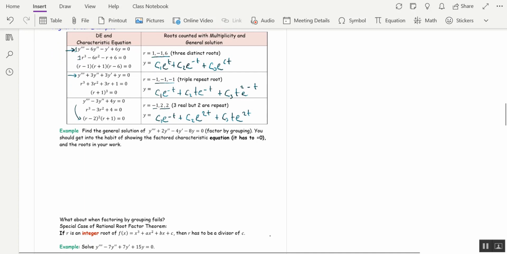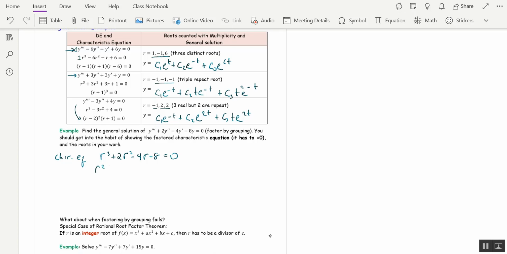Okay, so let's do an example. Find the general solution of this third order linear homogeneous differential equation with constant coefficients. All right, so the characteristic equation is r cubed plus 2r squared minus 4r minus 8 equals 0. You should pause the video and make sure you can factor that. Okay, hopefully you did that.